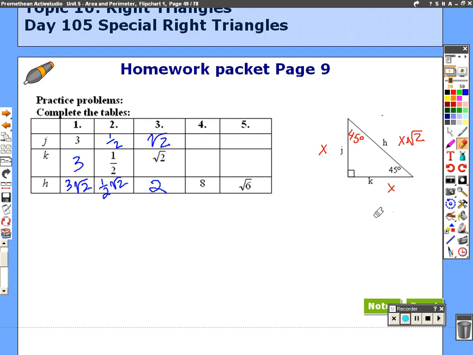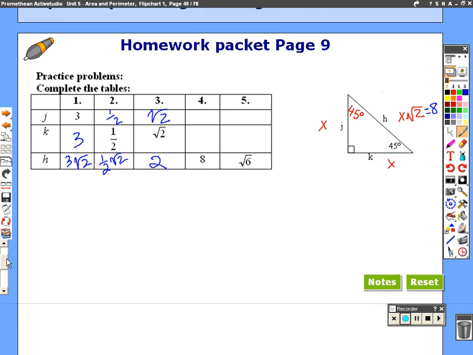Number 4. So we've got J. Here we're told H is 8. So now we're starting off over here with this side. This side is 8. All right, so this is the time when it's complicated, when we're given that hypotenuse. So 8 is x root 2, according to our little equation that we wrote right here. To solve for x, I'm going to divide by root 2. So this would tell me that x is 8 over root 2.